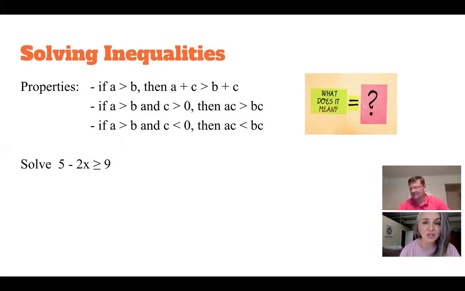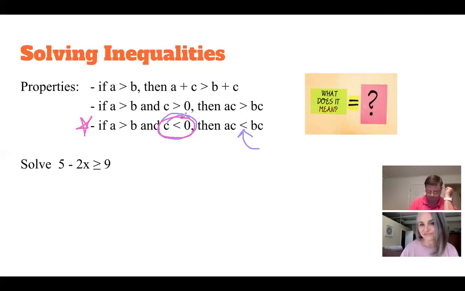So I'm actually not going to go line by line here. You can add or subtract on either side of an inequality. Treat it just like an equation. You can multiply and divide on either side of the inequality. Treat it just like an equation. But there is one thing you must remember. If you are multiplying or dividing by a negative number, you must switch the sign. So if it's less than, it becomes greater than, and if it's greater than, it becomes less than.